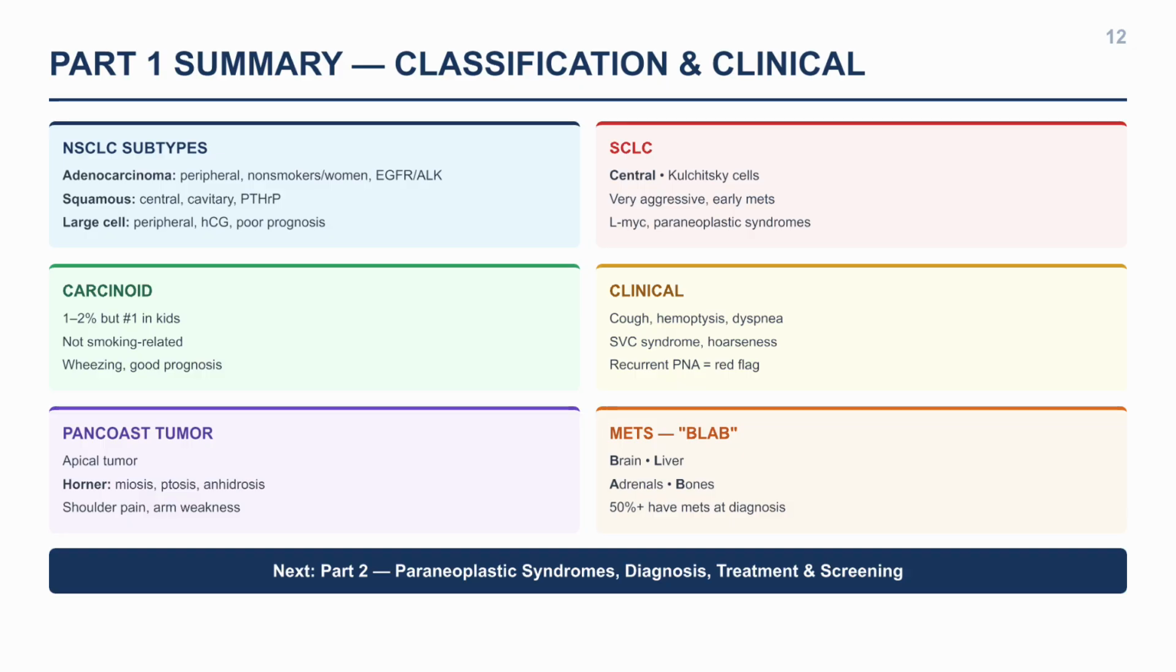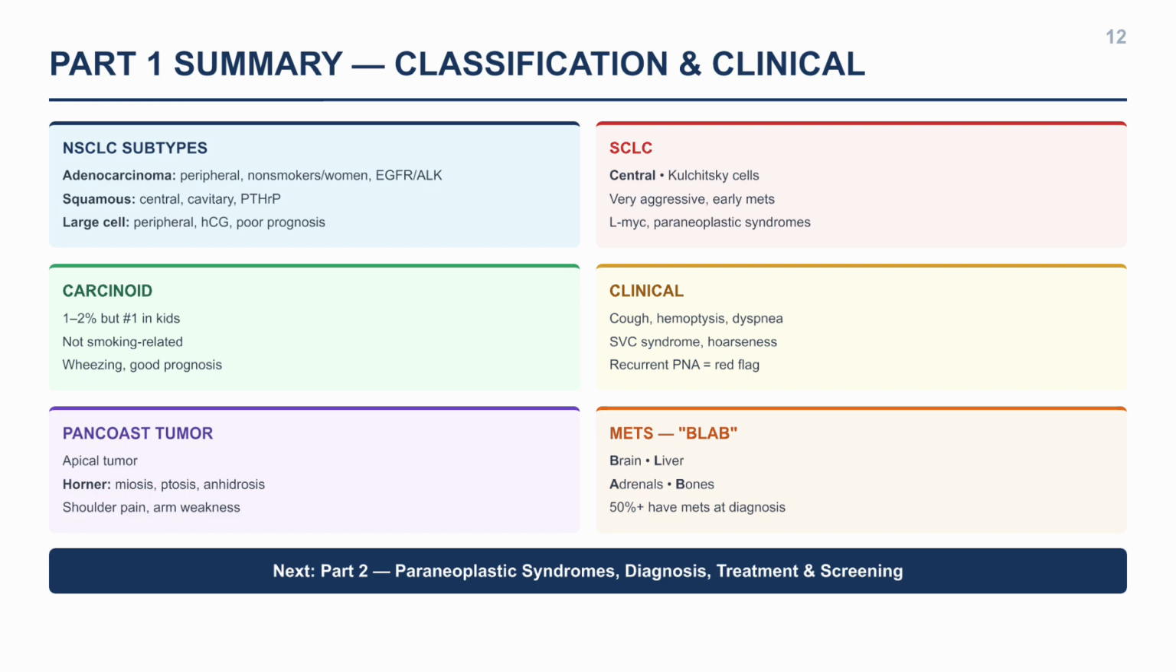Clinical features: cough, hemoptysis, recurrent pneumonia in the same lobe, SVC syndrome, hoarseness. Pancoast tumor causes Horner syndrome, shoulder pain, and arm weakness. Metastases follow the BLAB pattern: brain, liver, adrenals, and bones. Over half have metastases at diagnosis.